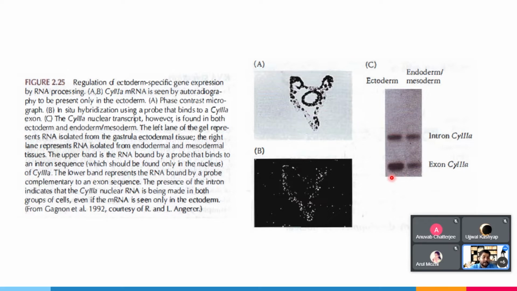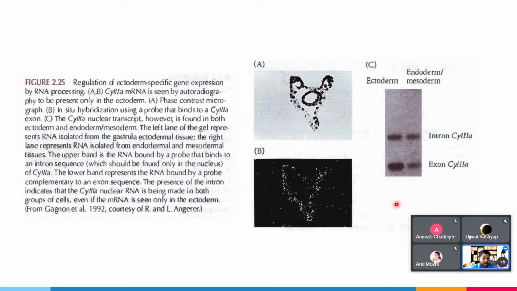What the exon-specific probe tells us is that in the ectoderm the Cy3A mRNA is actually spliced and is in the functional form. That is, it is a mature mRNA that gets out into the cytoplasm. Whereas in the endoderm or the mesoderm, it stays inside the nucleus and is not processed. That is, functional Cy3A mRNA is only found in the ectoderm.